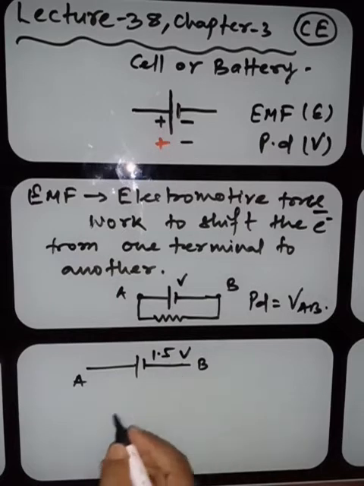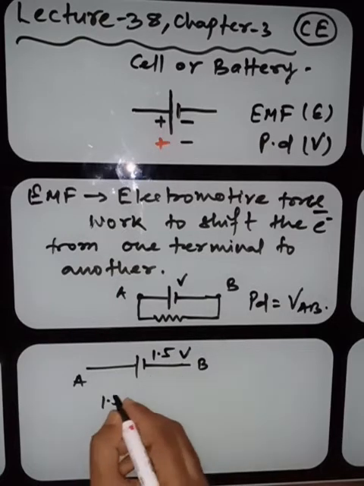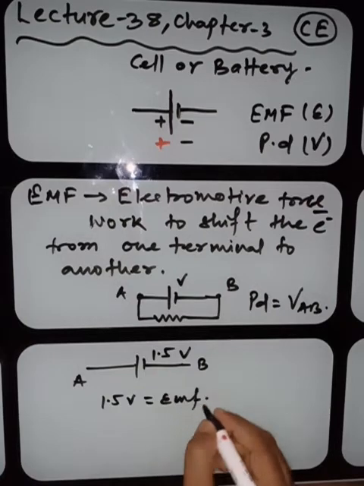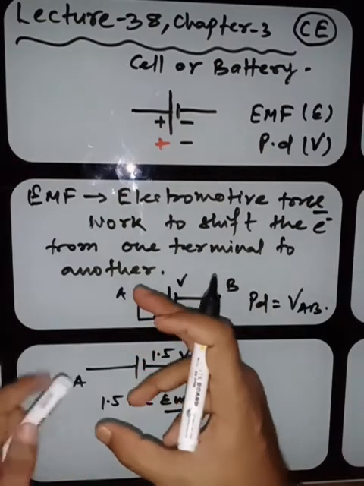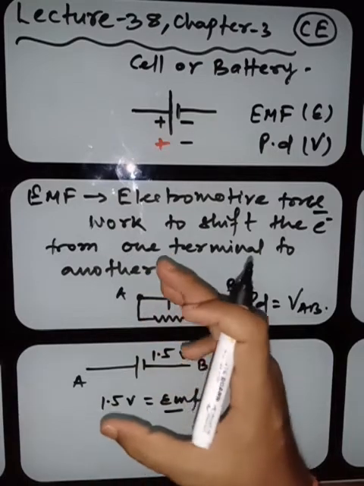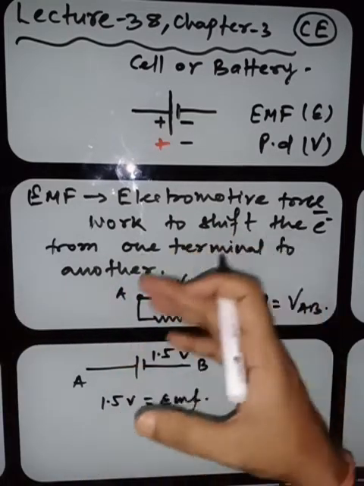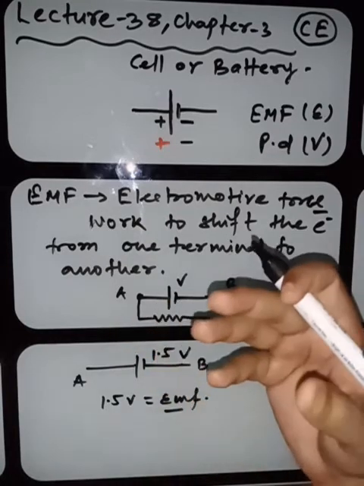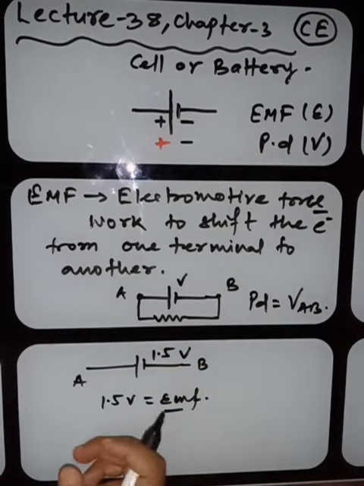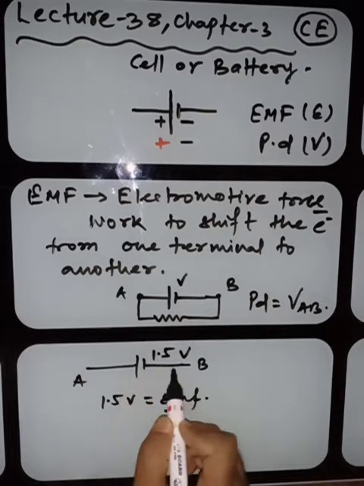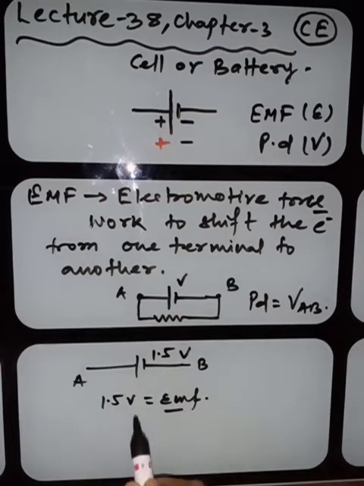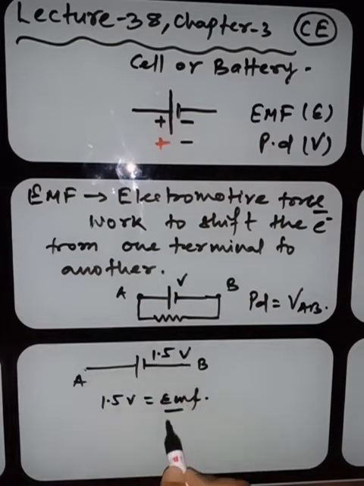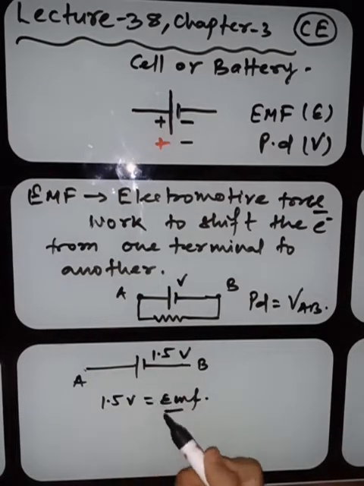But I'll tell you, my dear students, this 1.5 volt is EMF, not the potential difference. So the very simple thing I'm telling you over here, later on you will get totally cleared about the EMF and potential difference. The one thing you remember: if this cell is not connected through any circuit, then its potential difference is the EMF, or the EMF is equal to the potential difference.